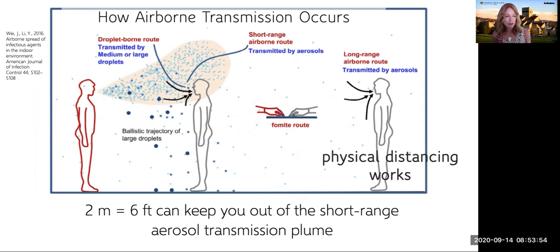When you're very close to the infectious person, you're right in that cloud of aerosol and also in the ballistic droplet range. And so this is a really important key piece of transmission that we should all be aware of. And then the long range airborne route is when you're farther away, but the aerosol is still mixing throughout the room and the particles are still airborne and you can still inhale them and become ill.